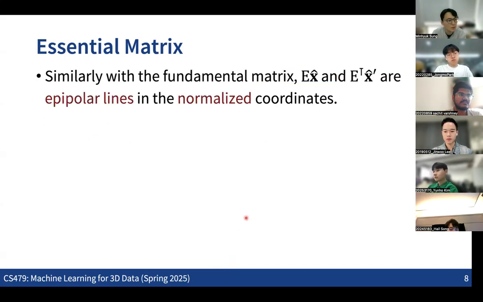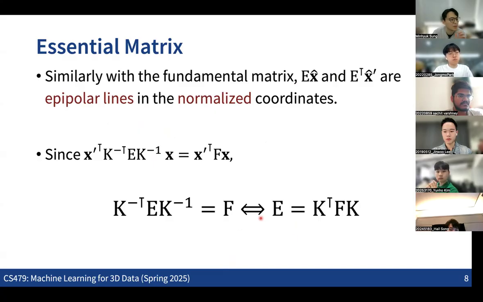Right? So the relationship between the essential matrix and the fundamental matrix is defined in this way. If you multiply the camera intrinsic matrix, its transpose and the matrix itself, on the left and right hand side of the fundamental matrix, we can directly calculate the essential matrix. And the other way around is also the same, right? So this was the relationship between the fundamental matrix and the essential matrix.